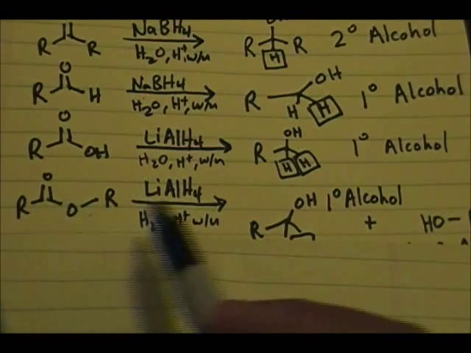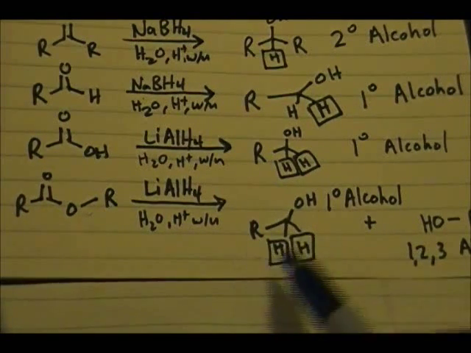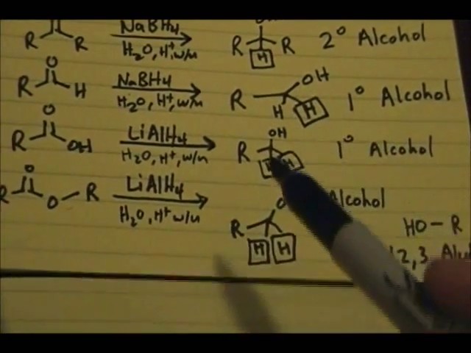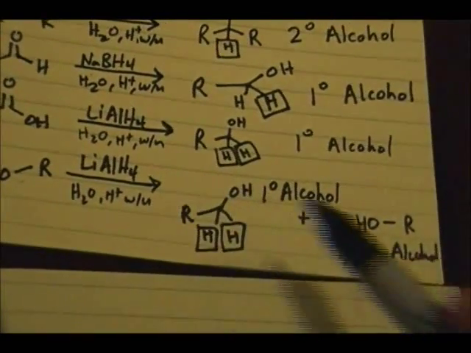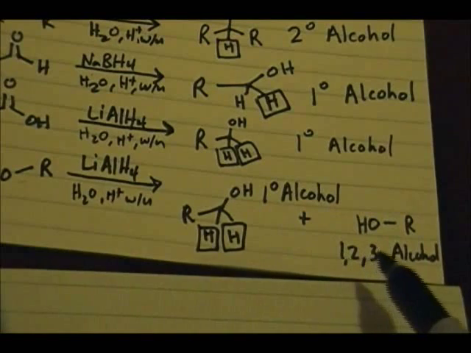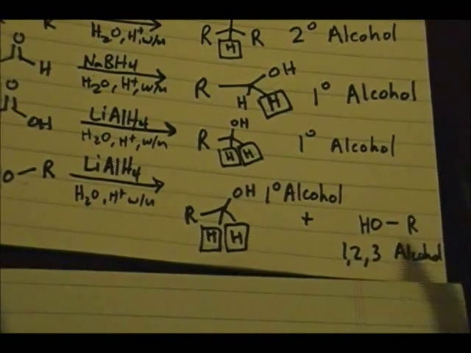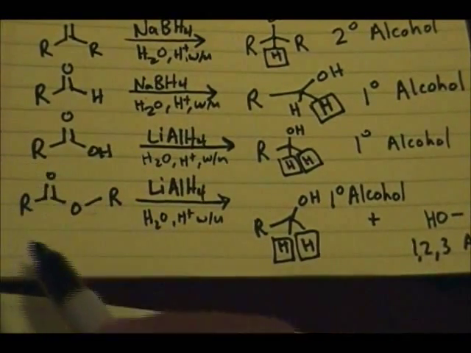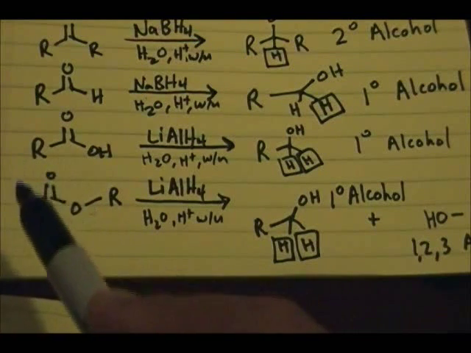You add two H's into the system, to the carbonyl. That's what gives you your primary alcohol here. This OR group gets kicked off, and it gets neutralized also by this H2O, H plus workup. And this could be a primary, secondary, or tertiary alcohol. It only depends on this R group and what it's attached to. So you form a primary alcohol always from this part. This aspect of the molecule always is the primary alcohol.